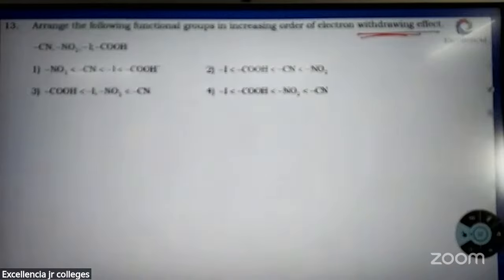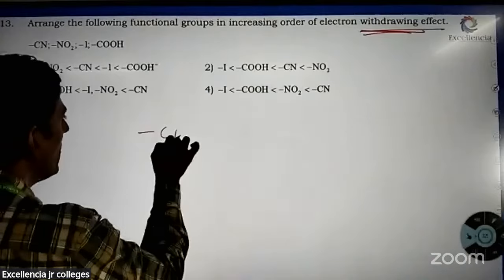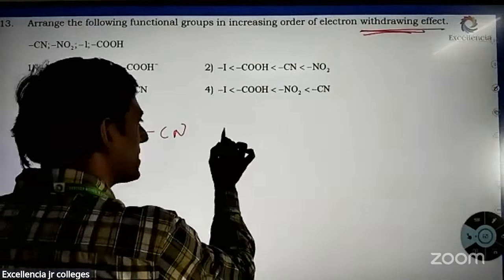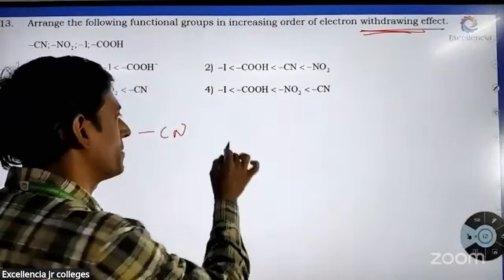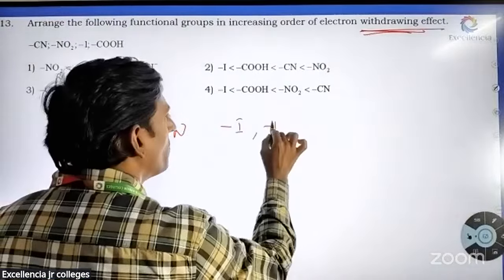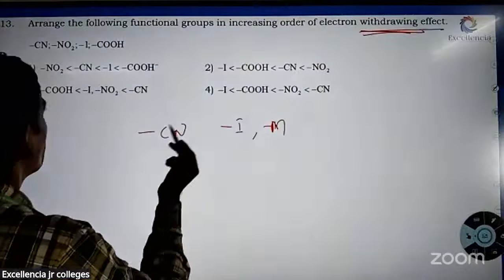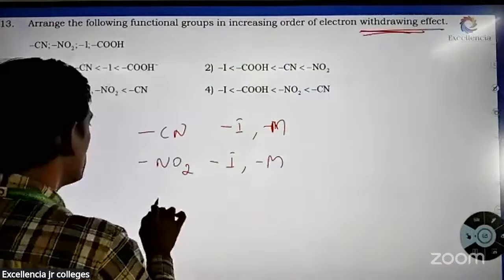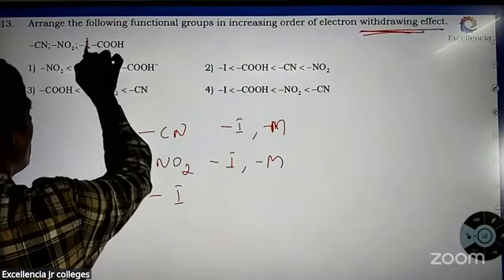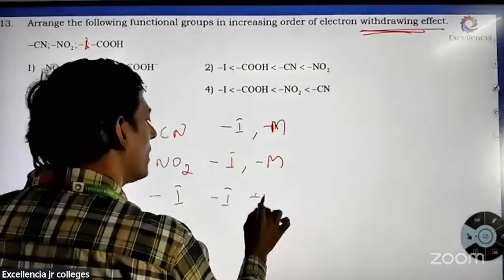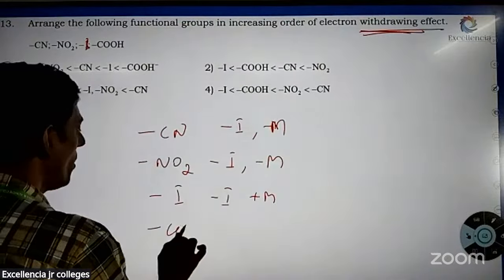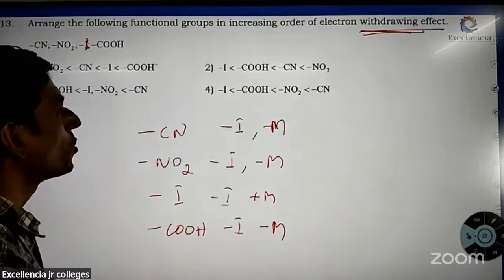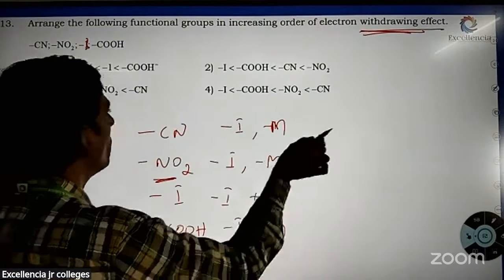So electron withdrawing effect. Cyanide, CN is given, and some orders are given there. When you think of cyanide, what are the electronic effects exhibited by cyanide? Minus inductive effect and minus mesomeric effect. Then the NO2 group, again the same, minus I, minus M. Then iodine, minus I and plus M. Then the COOH group, minus I. And which is more withdrawing among them? As we know, the nitro group is more withdrawing.